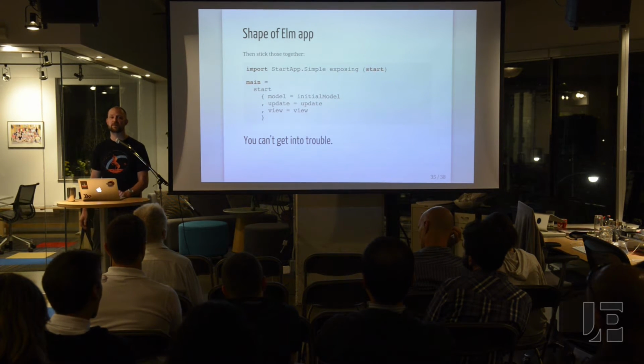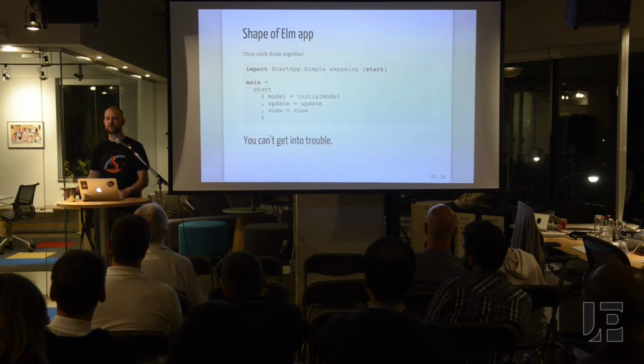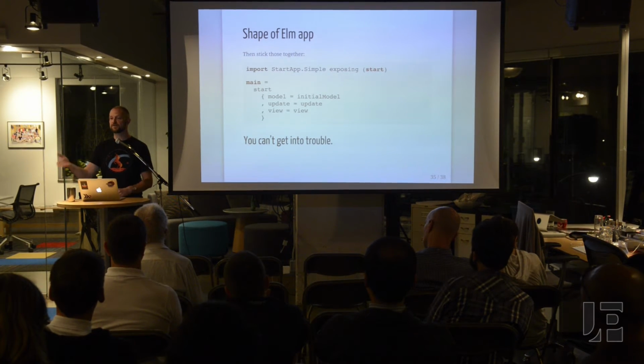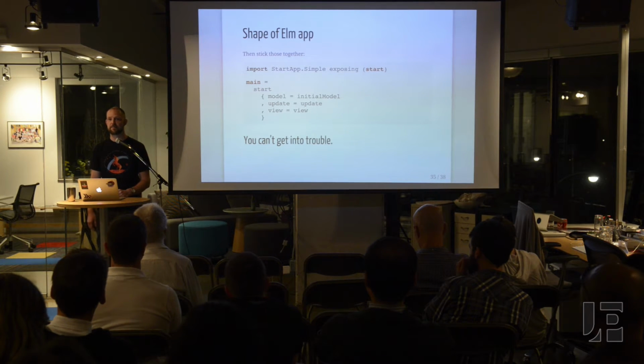You can't get into trouble. Your view code can't change your data. Your update function can't change your view. You're not going to break anything. It's very clean. It's very separate. Everything is a pure function. It's very easy to test. You give it a value, you get a value out. And that's it. Very simple, very beautiful stuff.